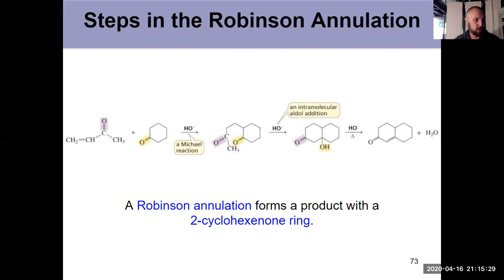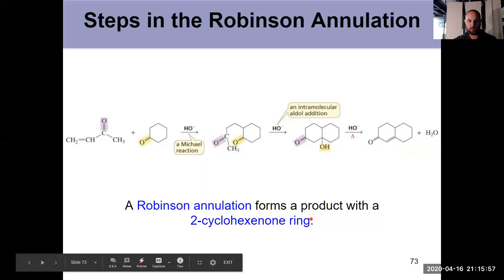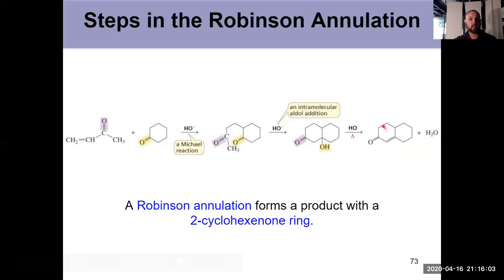So what does the Robinson annulation look like? Well, the first stage is my Michael reaction, to form a 1,5 diketone. Then after that, stage 2, I'm doing an intramolecular aldol addition. And then I heat it in basic solution to do a dehydration, and that is my product. Everything else will vary based on your reactants, but the Robinson annulation always has 2-cyclohexanone, which is right here. Cyclohexanone, ketone starting at the 2 position, 2-cyclohexanone.